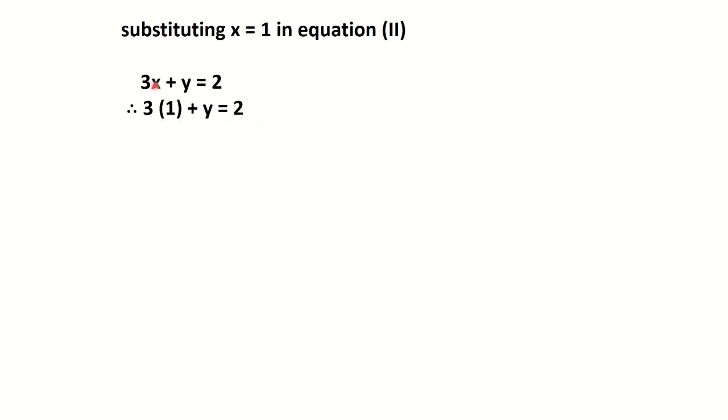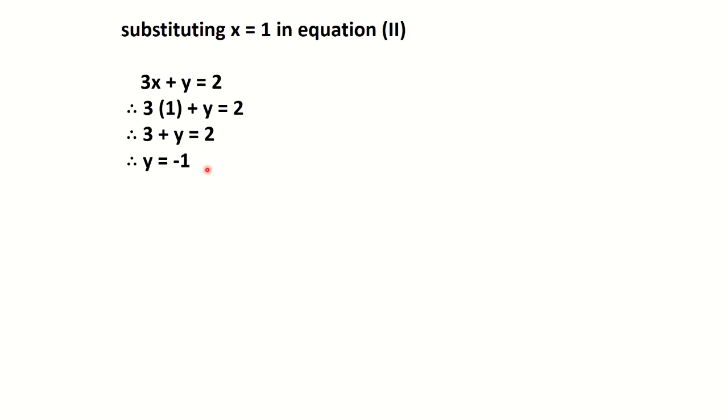Substituting means only x you have to change and write 1 there. But while writing, you have to write in brackets or you can use the into sign, 3 into 1. Okay. So the next step is 3 into 1 is 3. So what we will get, 3 plus y is equal to 2. Now let us shift this 3 towards the right hand side. So we will get y is equal to minus 1. 2 minus 3, that is minus 1.